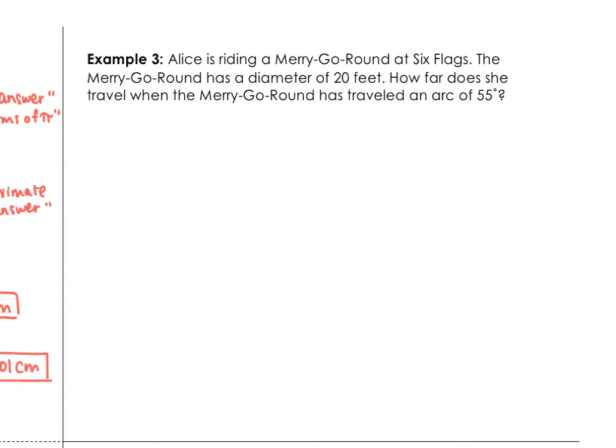So it says Alice is riding a merry-go-round at Six Flags. The merry-go-round has a diameter of 20 feet. How far does she travel when the merry-go-round has traveled an arc of 55 degrees? All right, first thing we're going to do is we're just going to draw a picture. So here's my merry-go-round. The diameter of my merry-go-round is 20 feet.